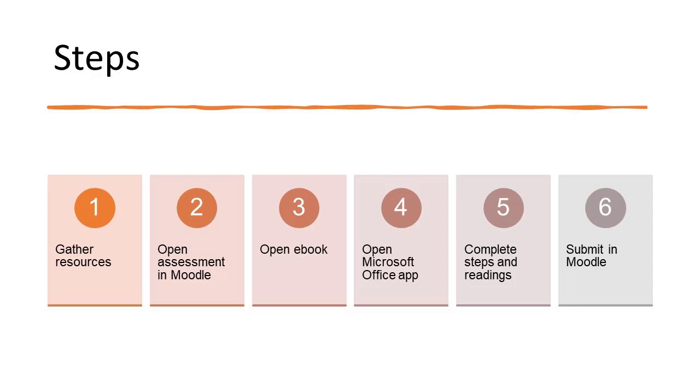Here are the 6 steps that will help you to be successful. The first one is to gather your resources. The next one is to open the assessment you are working on the Moodle course page. Thirdly, you'll want to open your eBook, which is always shown in your e-browser. Next, you'll want to open up the related Microsoft Office app. You want to make sure that you'll place that Office app beside your eBook in your browser.